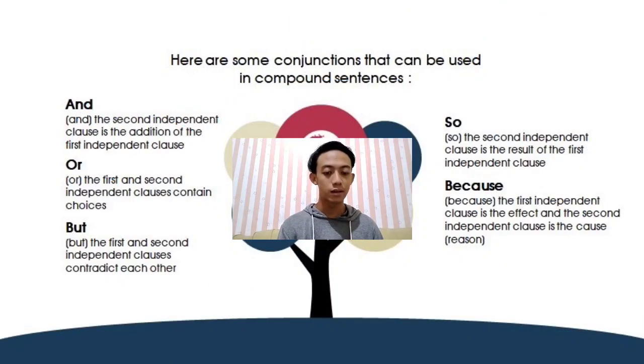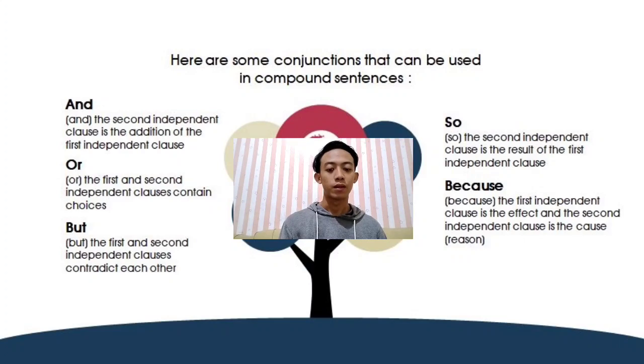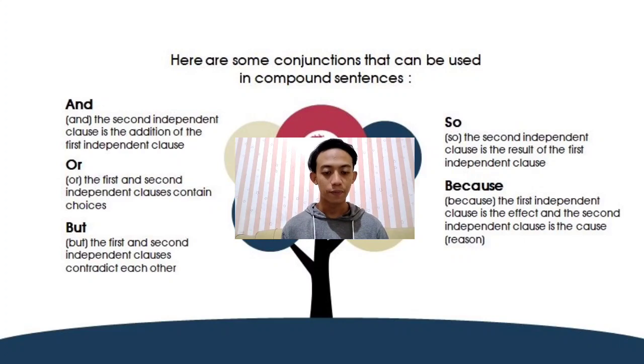And here are some conjunctions that can be used in a compound sentence. The first is and, the second is or, the third is but, the fourth is so, and the last is because or for. The function of and is the addition to the first independent clause. The function of or is to present choices.